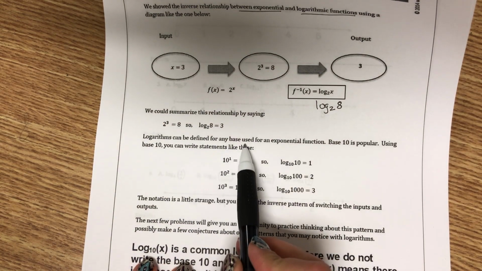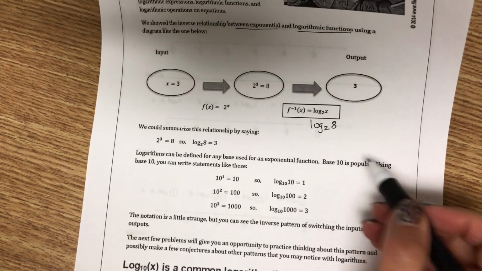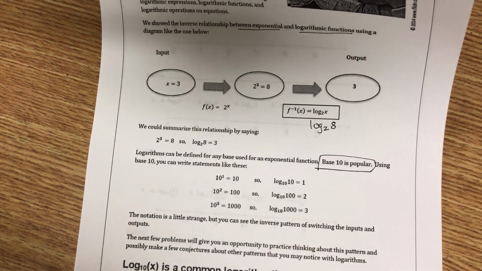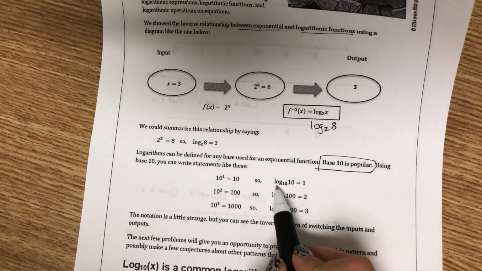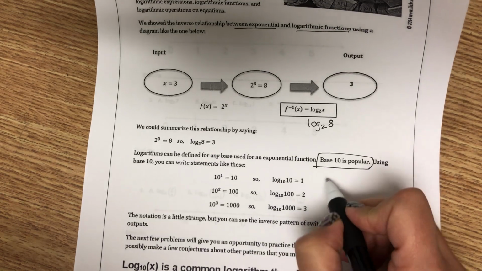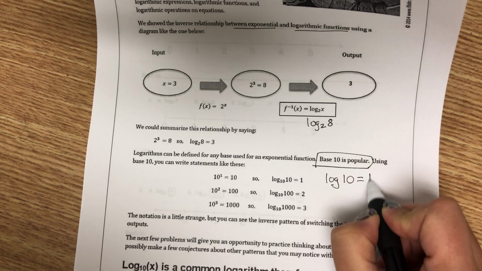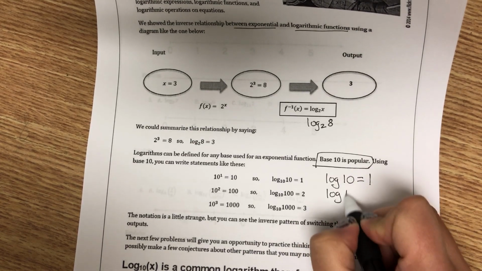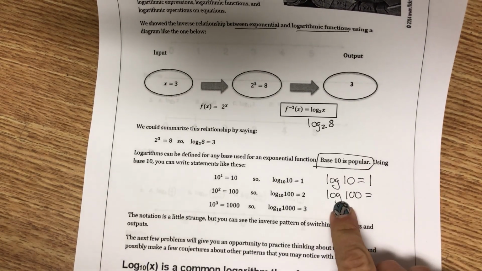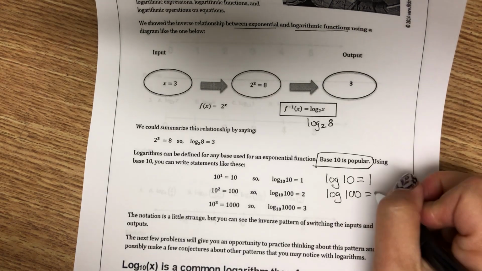Logarithms can be defined for any base for an exponential function. Base 10 is the most popular. So anytime you write log base 10, we write that without the base. So log of 10 is 1. Log of 100, saying 10 to what power is 100, is 2.